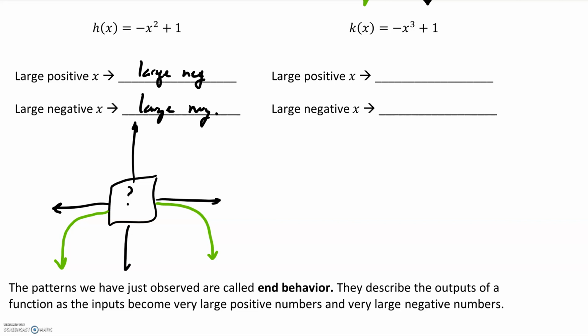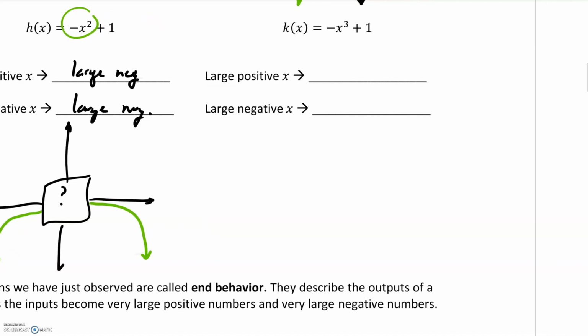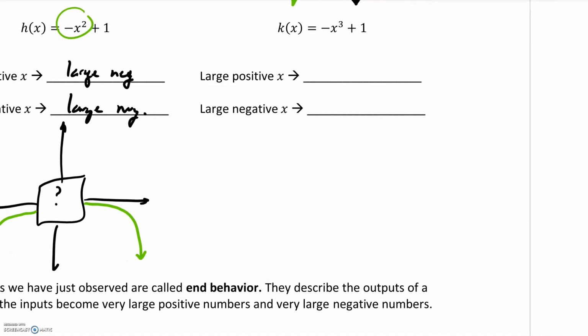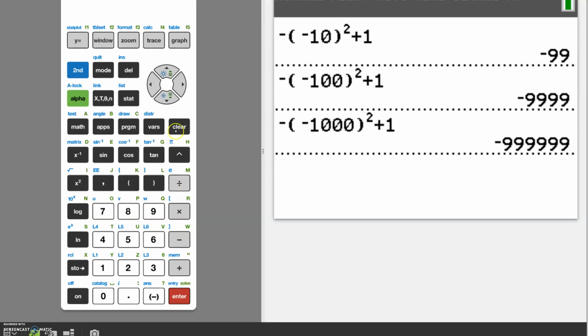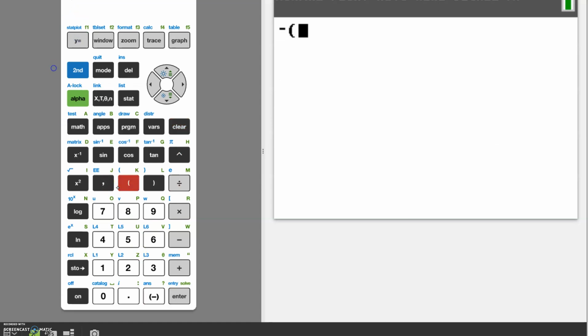Again, not surprising, because I've got a quadratic. It's got to both open the same direction. And this one has a negative in front, so it goes down. Last but not least, what's going to happen with this function, k of x? I've got the negative outside, and I'm going to put in a positive 10, and now I'm going to cube it and add 1.